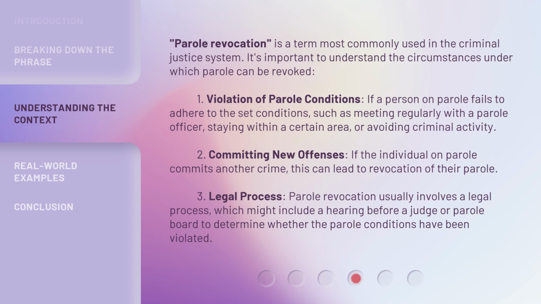2. Committing new offenses. If the individual on parole commits another crime, this can lead to revocation of their parole. 3. Legal process. Parole revocation usually involves a legal process, which might include a hearing before a judge or parole board to determine whether the parole conditions have been violated.